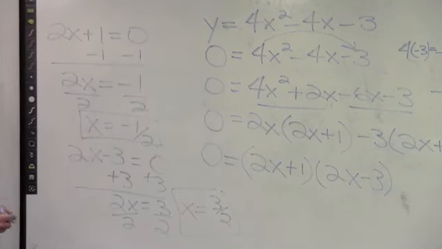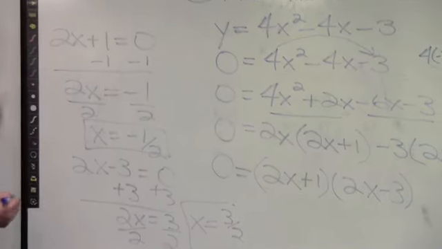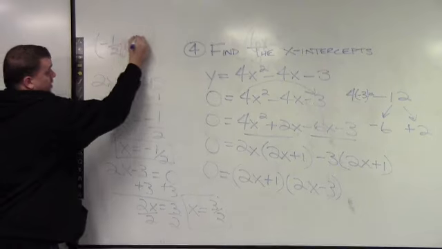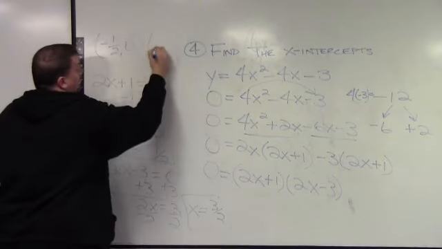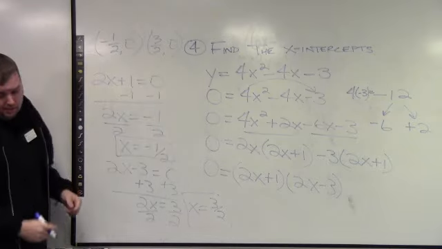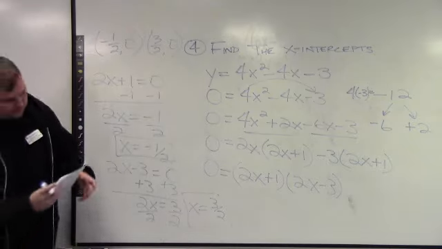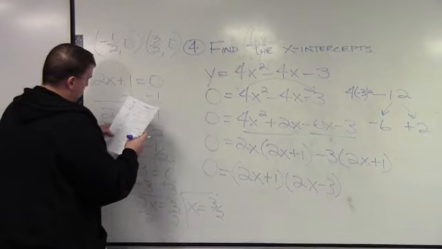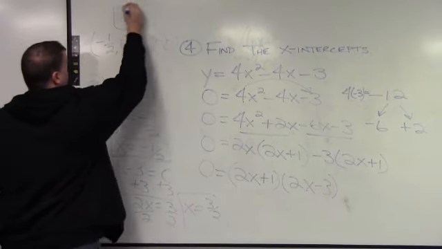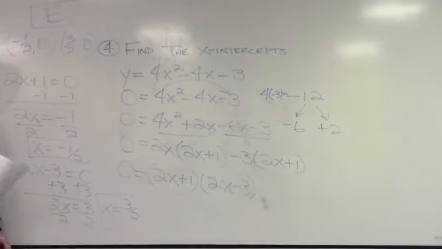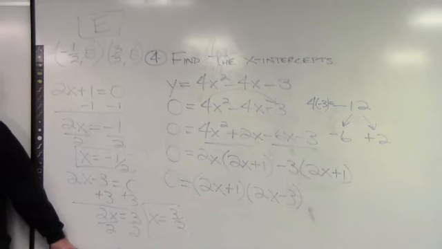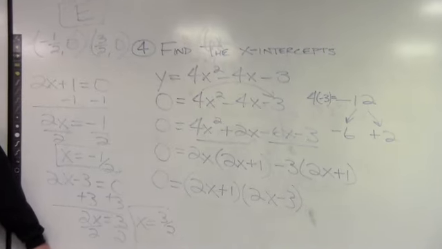Those are my x-intercepts. Now as ordered pairs, remember that y is equal to 0. So one of my points would be negative 1/2, comma 0, and the other one would be 3/2, comma 0. And that's going to be the answer choice. Any questions on that one? If it wouldn't be able to be factored, remember that you would go through the quadratic formula.